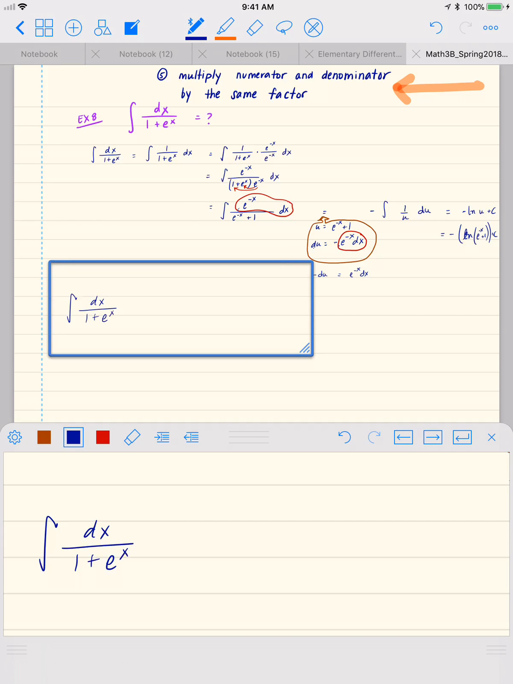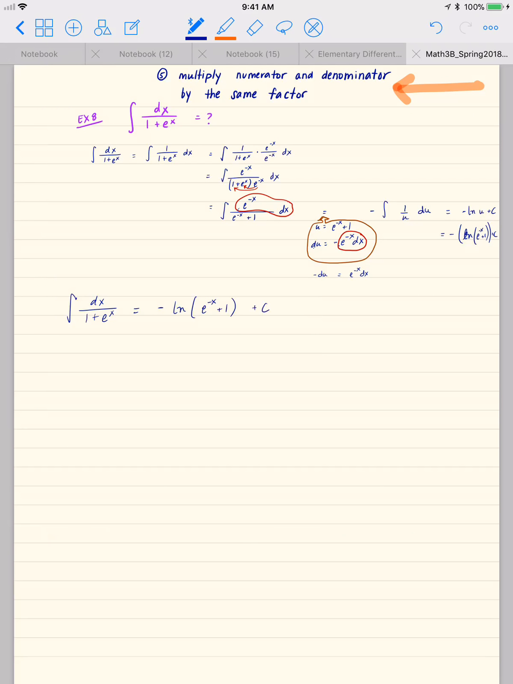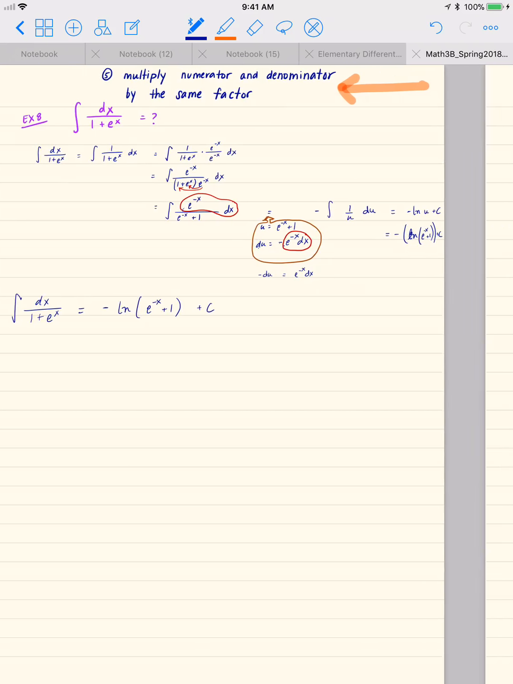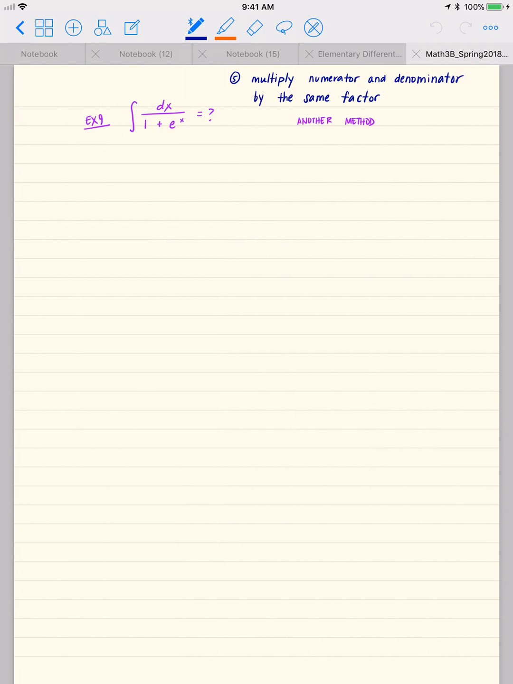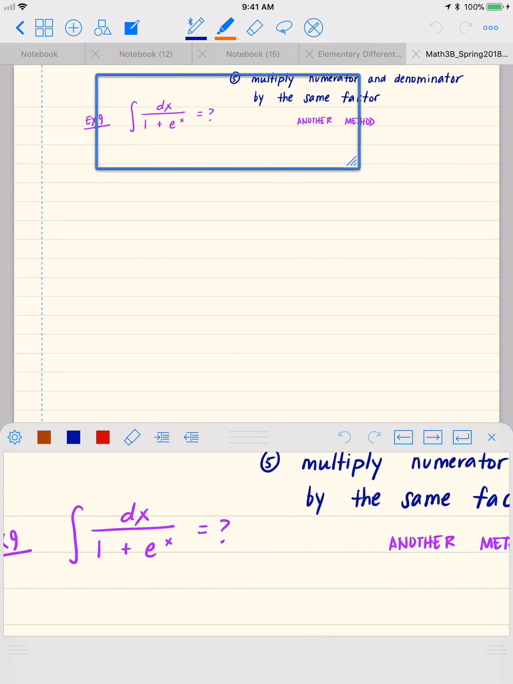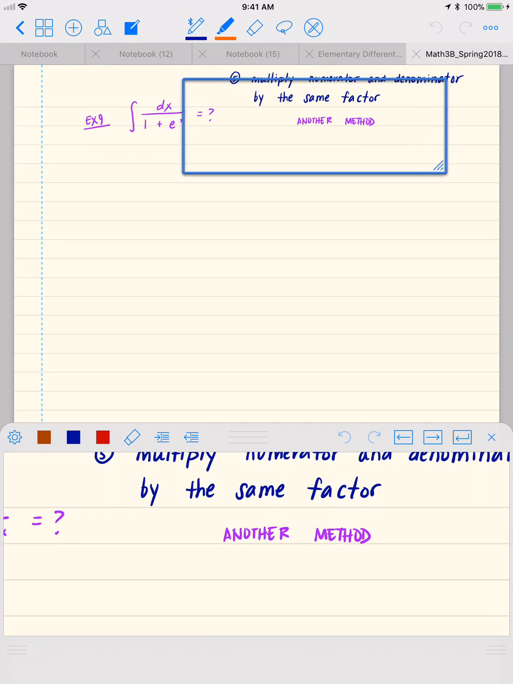The integral of 1 over 1 plus e to the x ends up being negative natural log of e to the negative x plus 1 plus a constant. Okay? And then I want to show you another method. It's the same integral, right? It's the same integral, but I want to show you another method.